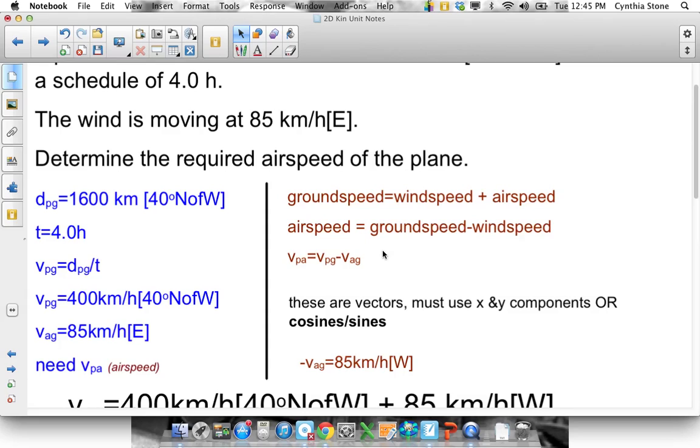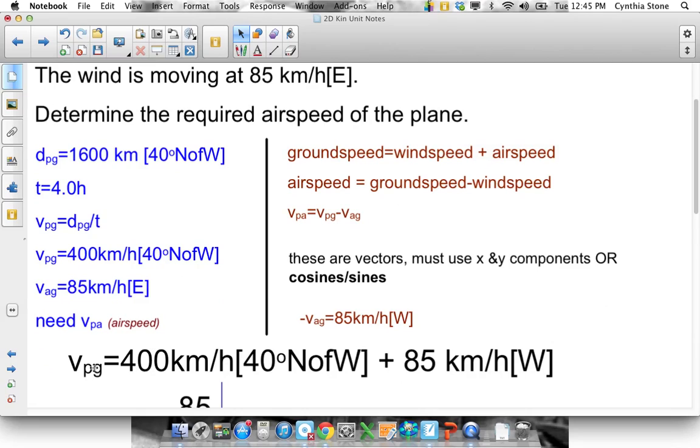You could do this math, because we're just adding vectors now, or subtracting vectors, I guess. We're subtracting this, take away that. We could do that using the skills we learned. We can use x and y components, or we can use sines and cosines. I almost always typically do cosines and sines. I think it's fewer steps.